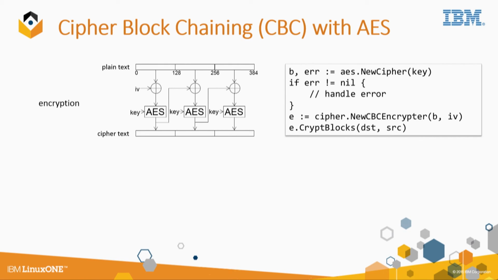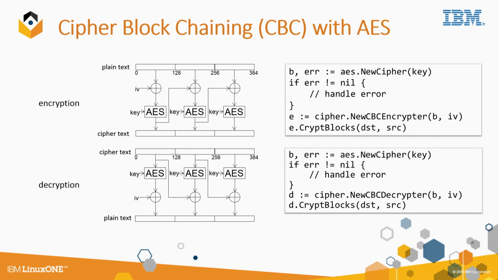And in Go, we do this in two parts. We create a new AES cipher with a key, and then we create our CBC encryptor using our initialization vector. Calling CryptBlocks encrypts a whole number of blocks, and so we've encrypted our data. Now we have decryption, which is slightly different. As you can see, the XORs are after the AES blocks, and we have a different name for our CBC decryptor, but it implements the same interface. So they're both implementing the cipher.BlockMode interface.